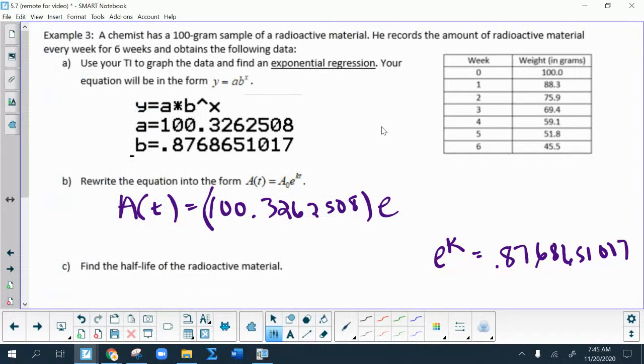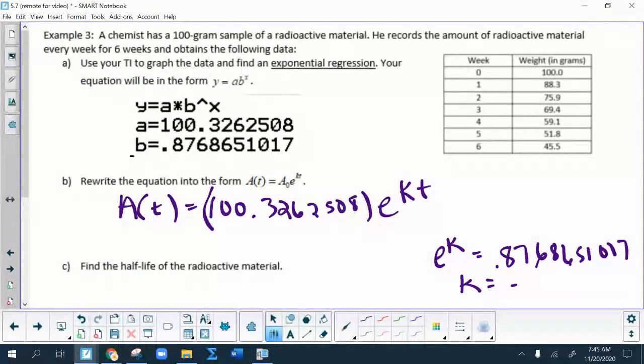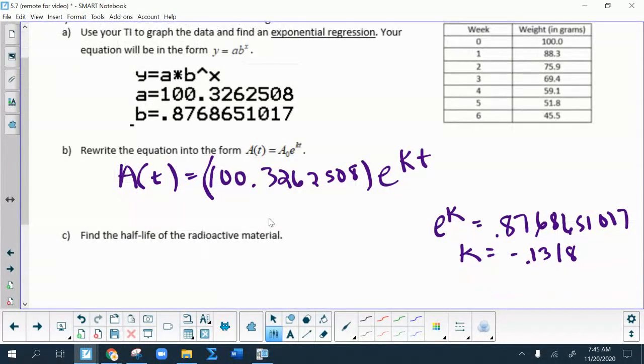So now that K value is stored into my calculator for later use. And I'm actually just going to write it as e to the Kt for now, because I found the K over to the side, and I don't want to keep copying it over and over. I am going to write it over here, though, 1318 approximately. We'll just round it over here, but it's not rounded in my calculator.